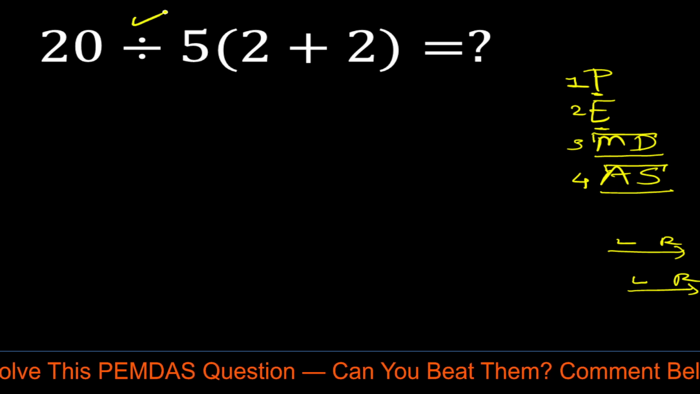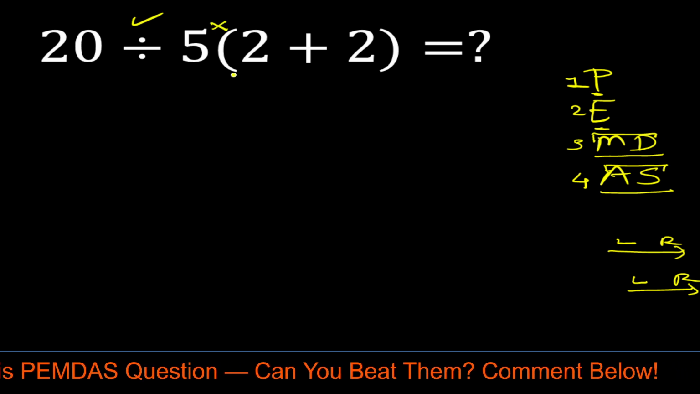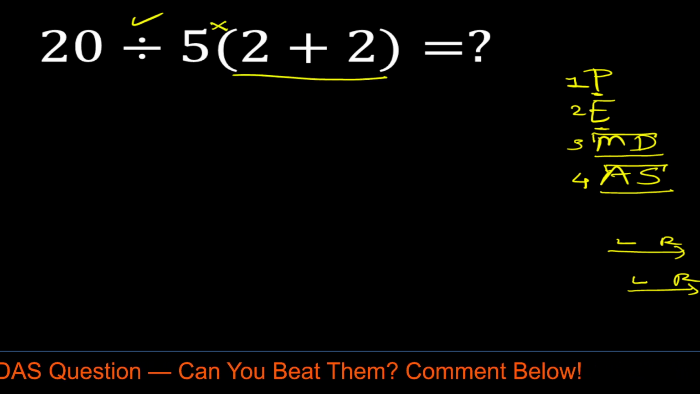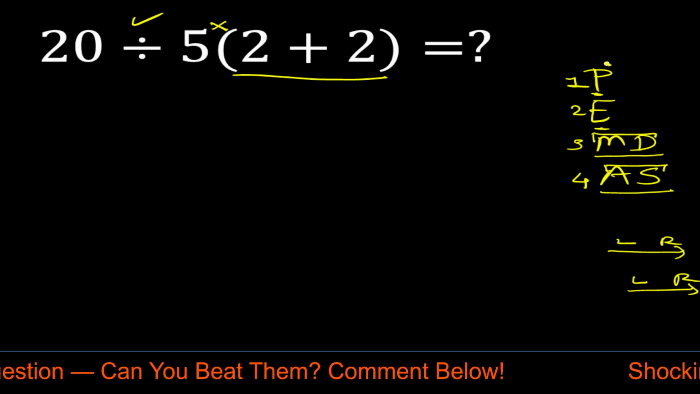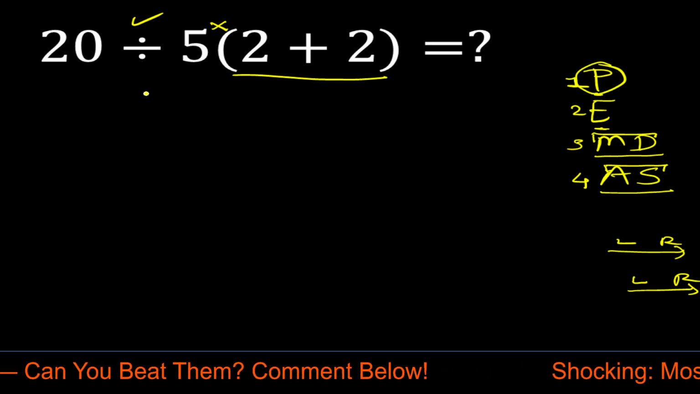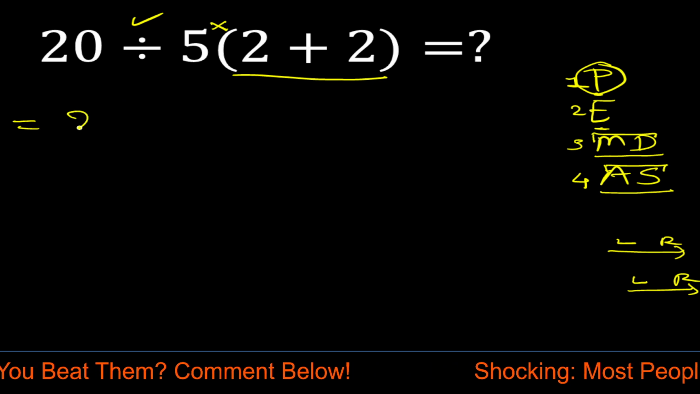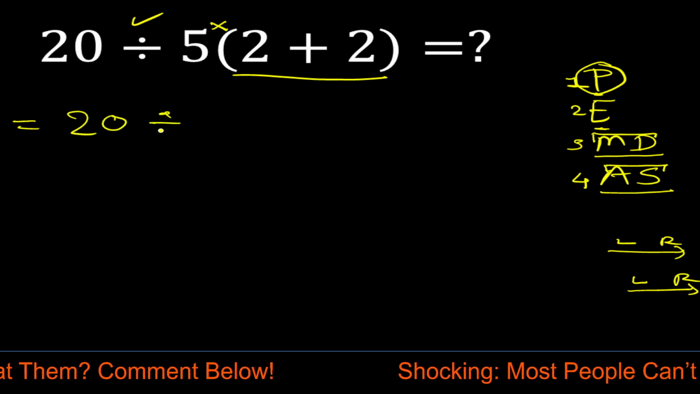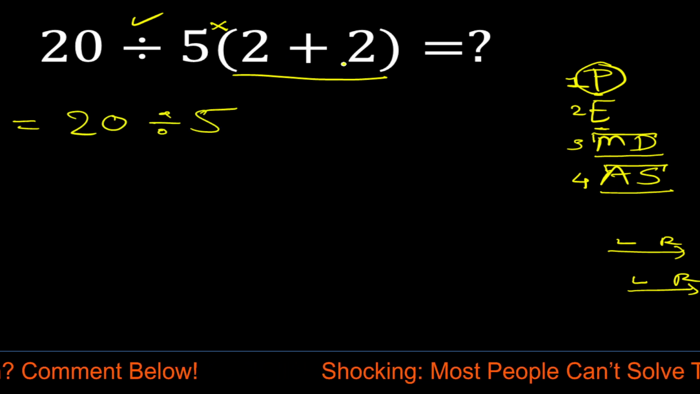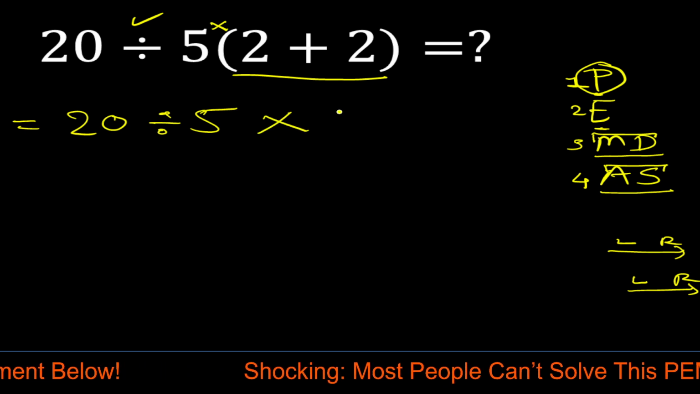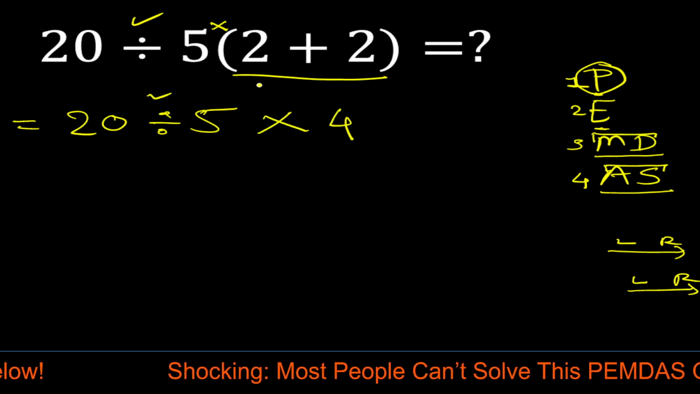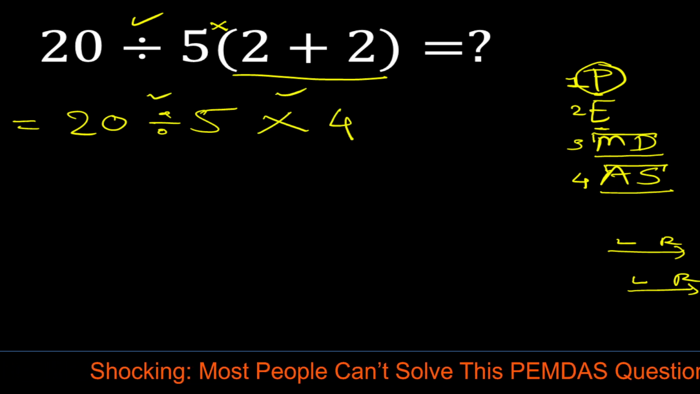So in this question, here we have division, here multiplication, and here we have one parenthesis, right? So according to PEMDAS rule, first we have to solve parenthesis. So now 20 divided by 5. Now solve this parenthesis, 2 plus 2 is equal to 4. So times 4, right? Now here we have division, here multiplication.